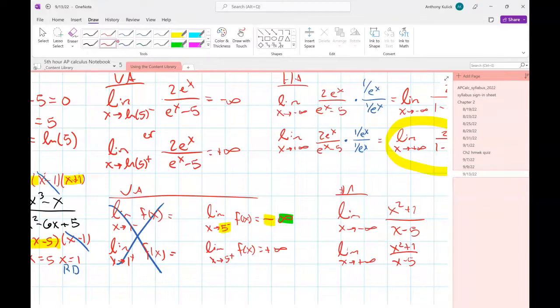Because that's just the reduced version. It'll give me the same result. The limit will be the same.